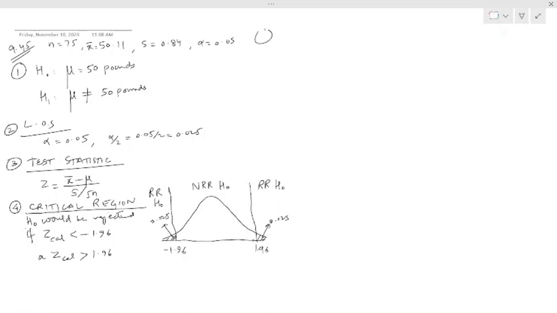Now we go to step number 5, which is computation. Over here we substitute the values. X bar is given as 50.11. Mu value we borrow from H naught, which is mentioned as 50. Standard deviation of the sample is given as 0.84 divided by square root of 75. Now we work this out. I am working this out on my part and you need to work it out as well.